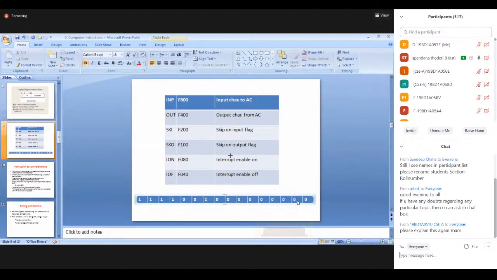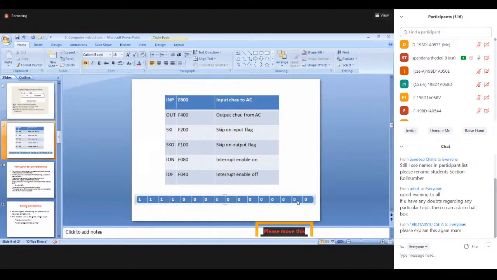Skip the next instruction if the input flag is 1. What is the input flag? FGI. Skip the next instruction if FGI equals 1. Similarly, if it is F100, skip the next instruction if the output flag is 1.